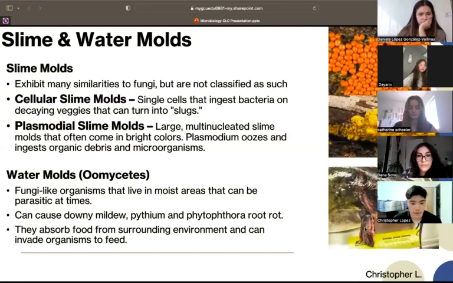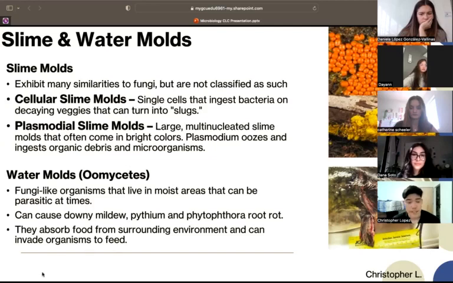Another type of mold is water molds, aka oomycetes. These are fungi-like organisms that live in really moist areas. They can even live under the water, and they tend to be parasitic. They have caused diseases such as downy mildew, pythium, and Phytophthora root rot, which have in the past caused famine in many places.